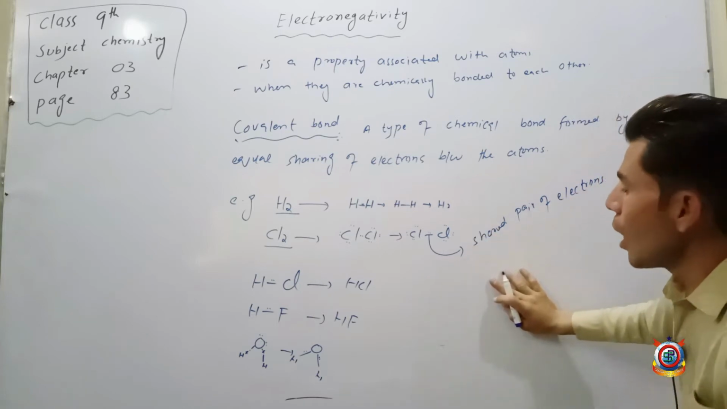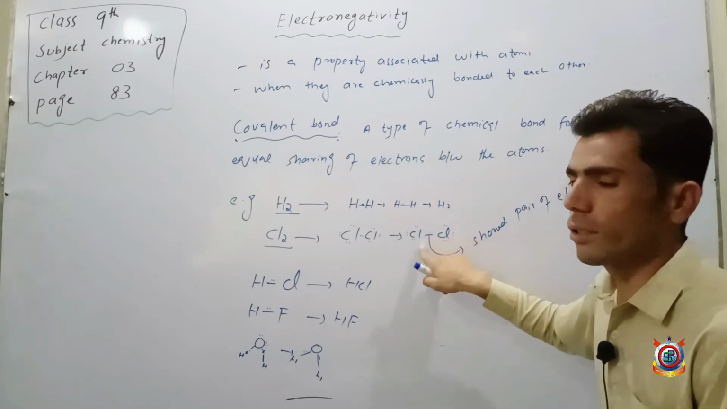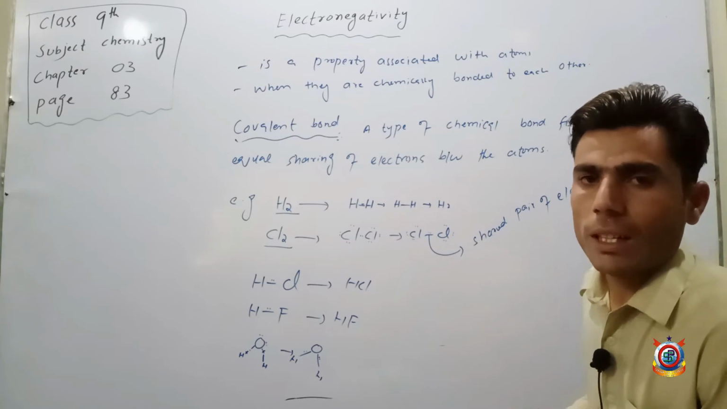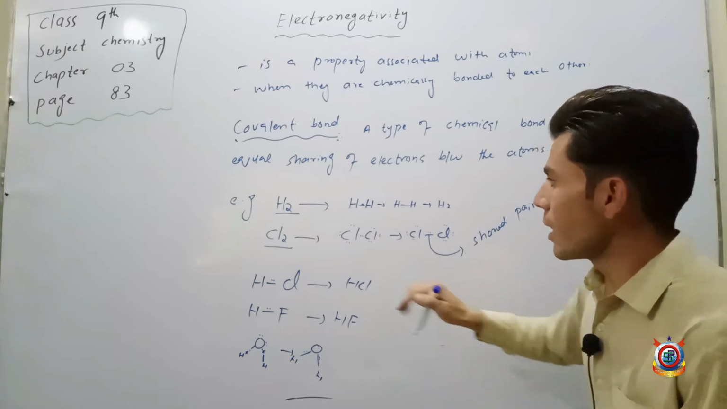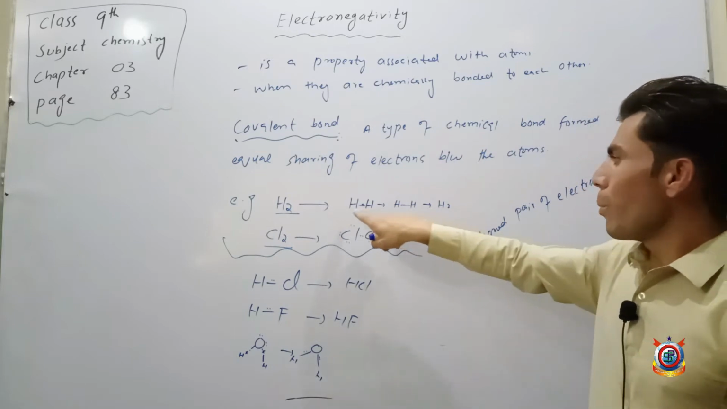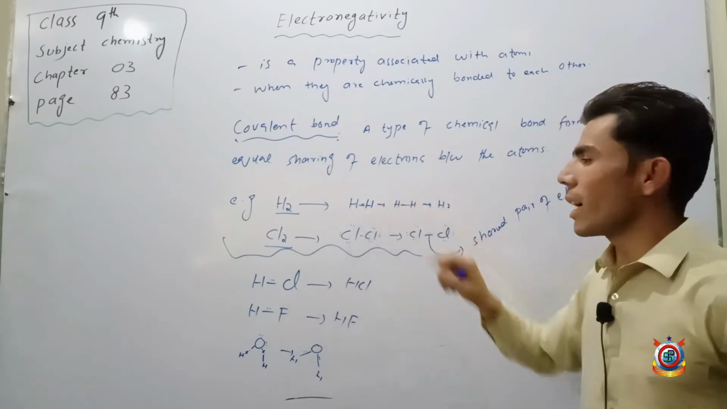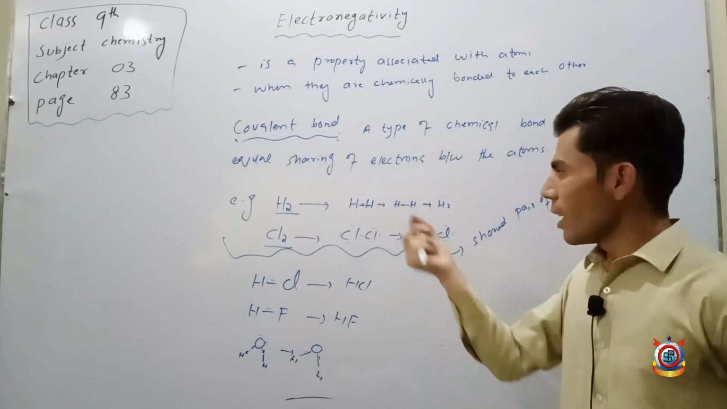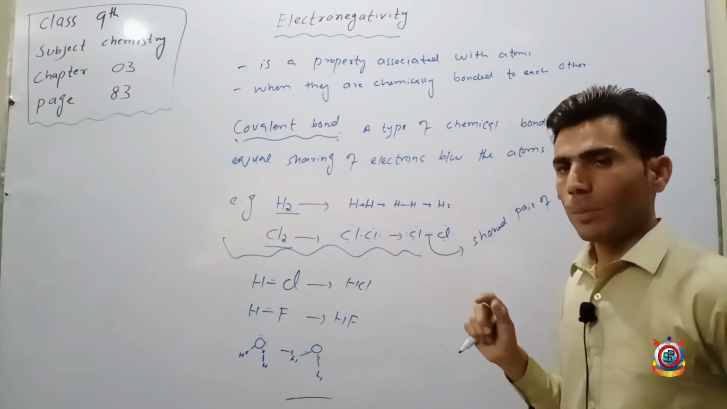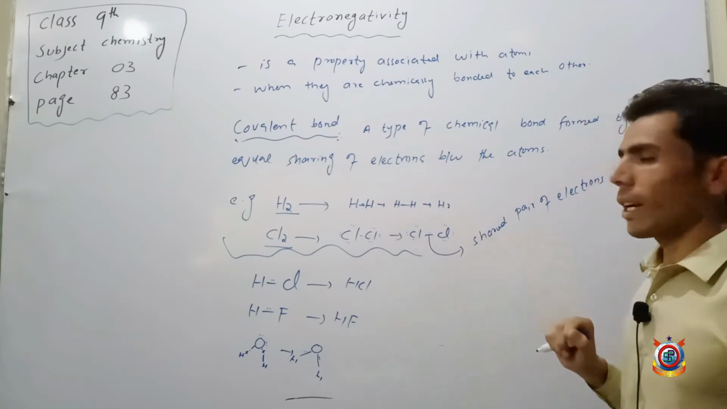Shared pair of electrons. Now different atoms have different abilities to attract this shared pair of electrons towards itself in a covalent bond. In the case of similar atoms bonded together by a covalent bond, both have the same ability, both are the same hydrogen atom. So the shared pair of electrons is equally attracted by the nuclei of both atoms, because they are the same atoms and have the same ability to attract the electron pair towards themselves.